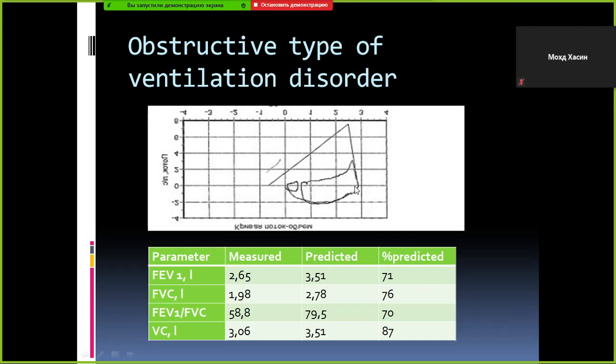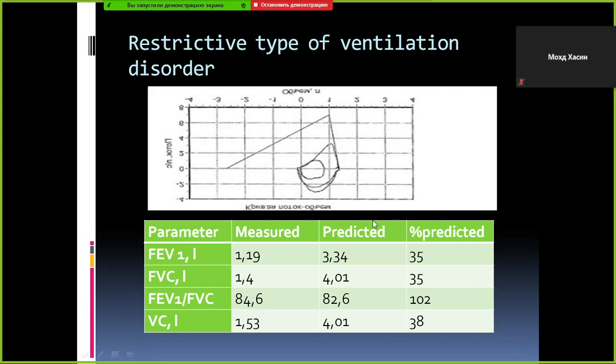And you see that the shape of the flow volume loop is also changed. The top of the loop is decreased. The top must be here and the patient has it here. So it means that forced expiratory volume in the first second is decreased. And the shape is like a tooth, a shark tooth. So it is a specific shape of the flow volume loop in case of an obstructive type of ventilation disorder.